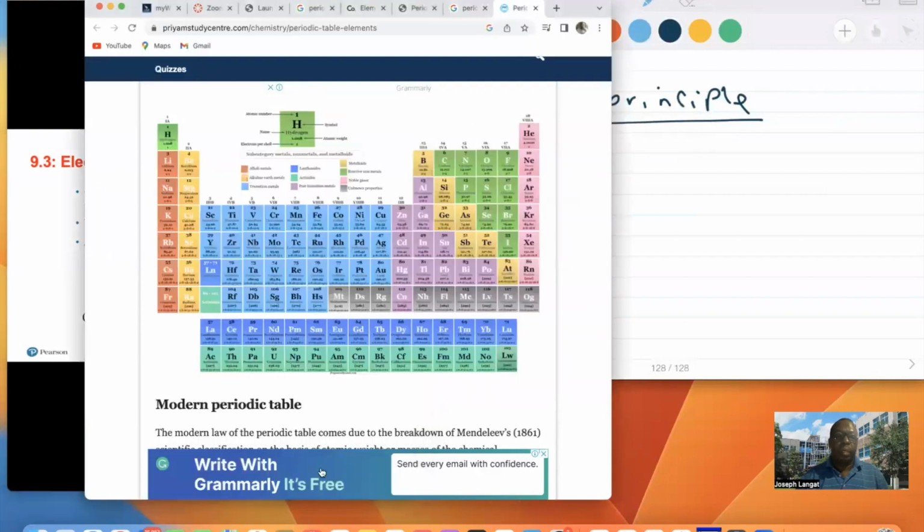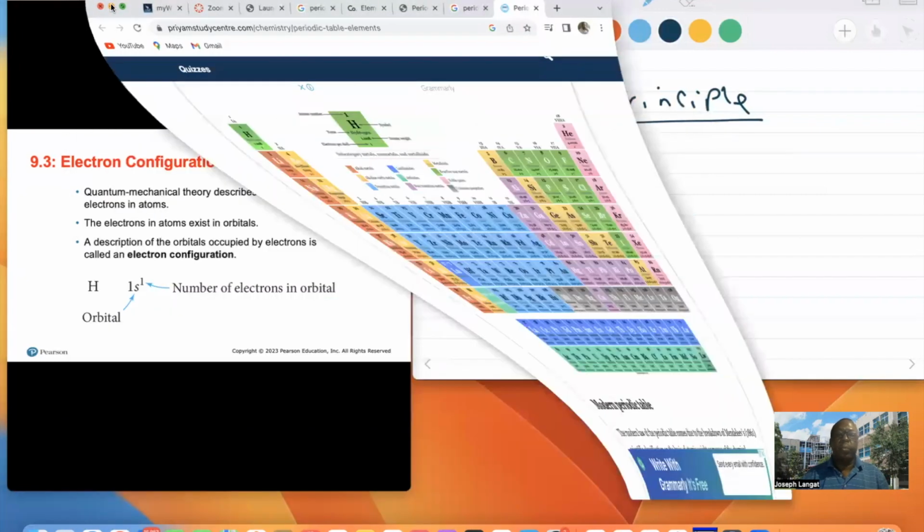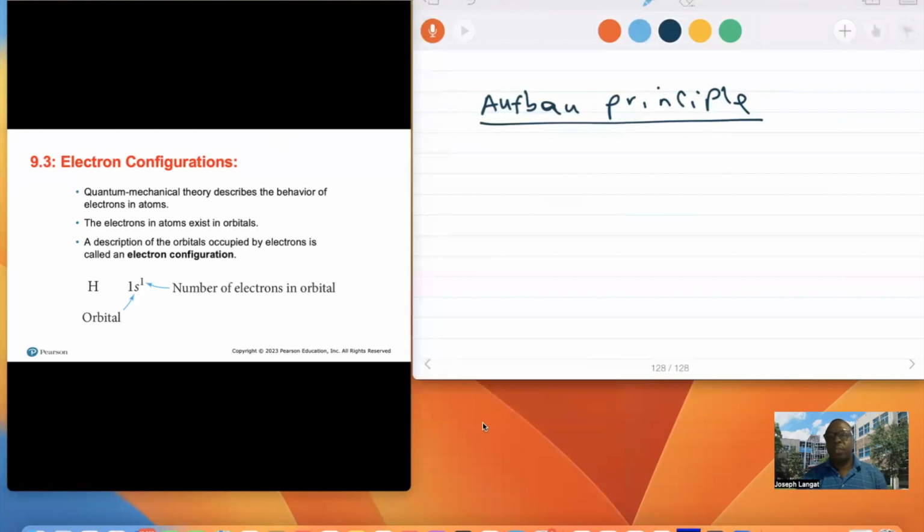There are three methods of electron configuration, and all of them are anchored on this principle. If you master this principle, it will be very easy for you to interpret the three methods of writing electron configuration. But first, let's see how this principle works.